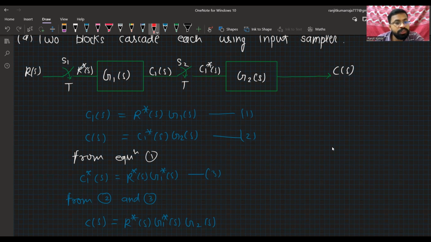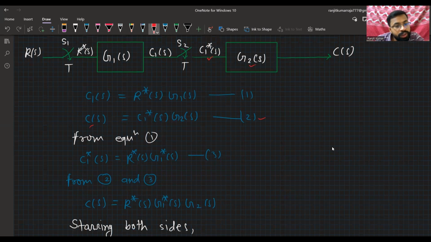Let's suppose this is equation first. After that, C of S equals to C1 star of S, multiplied by G2 of S. Let's suppose this is equation number 2. Now from equation number 1, taking star, we will get C1 star of S equals to, okay, so it will become R star of S whole star, so it will become directly R star of S, and this is G1 star of S. This is equation number 3, we can say.